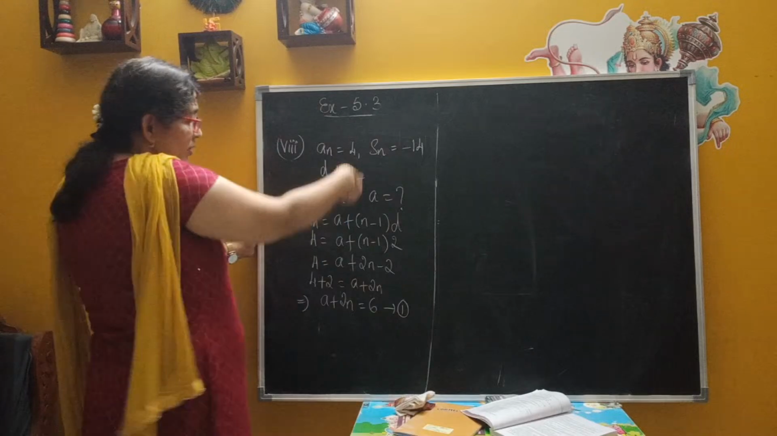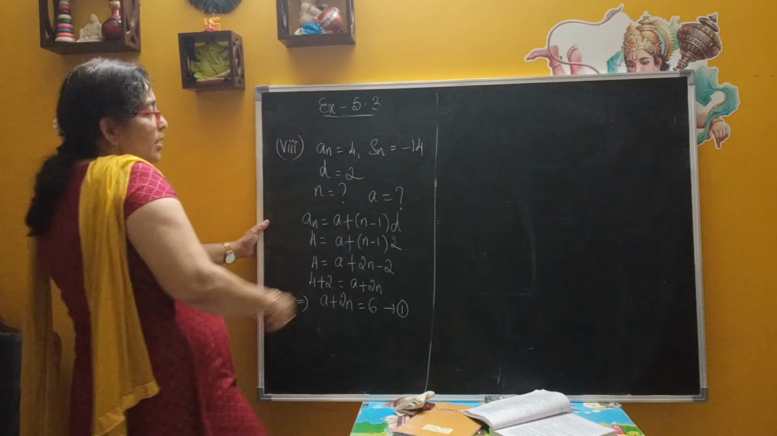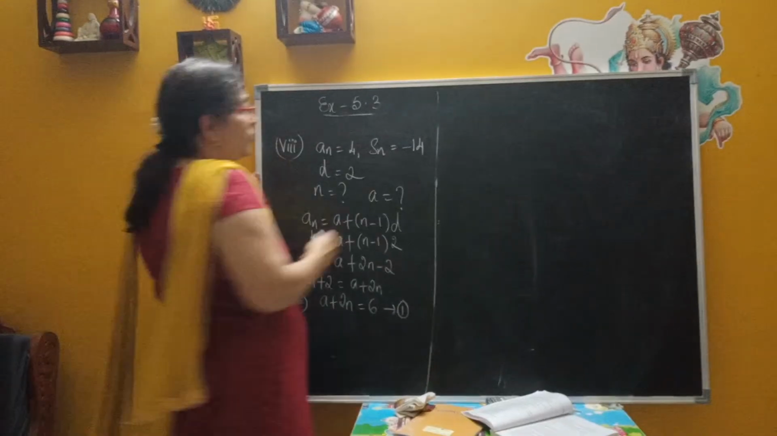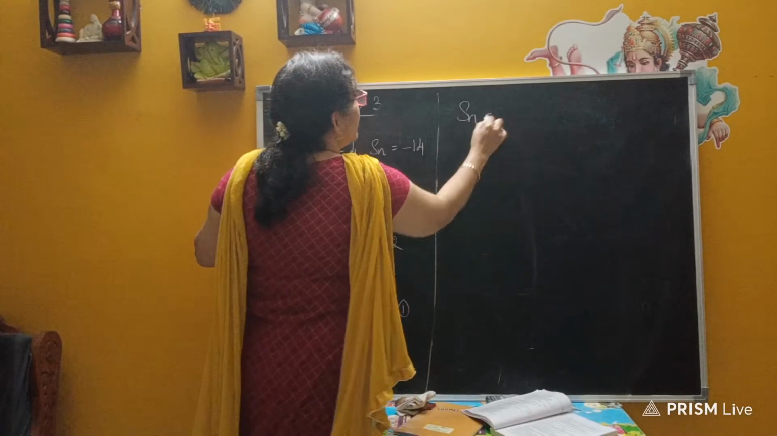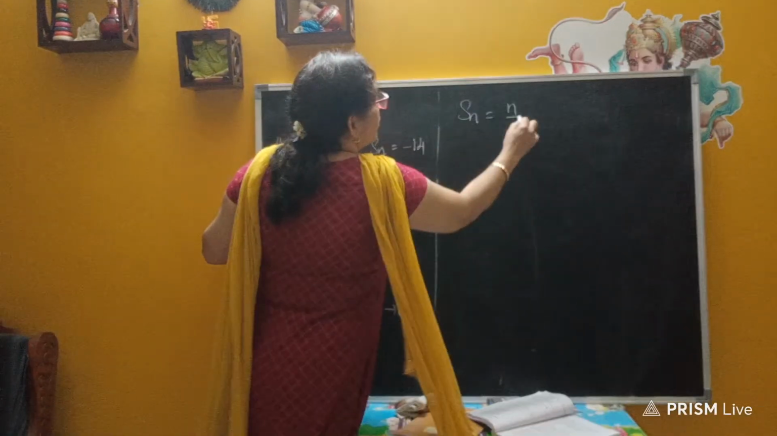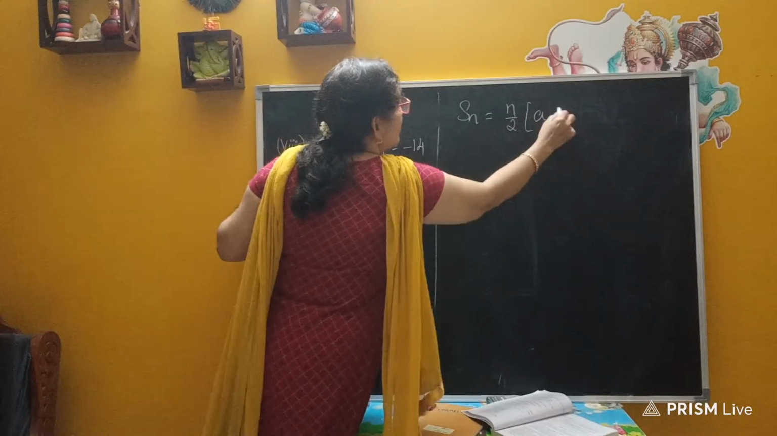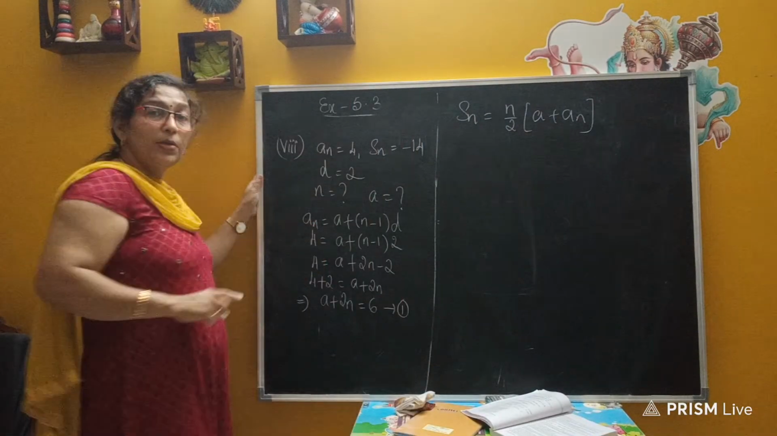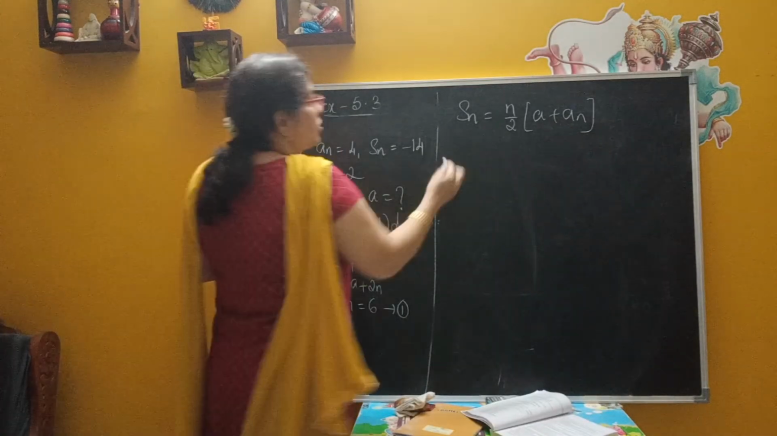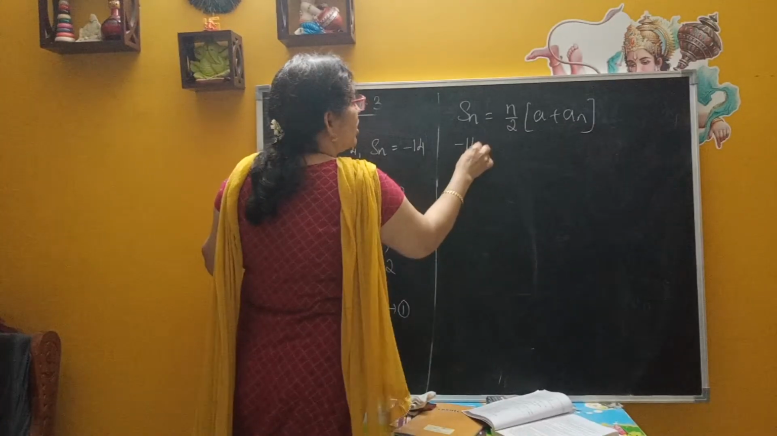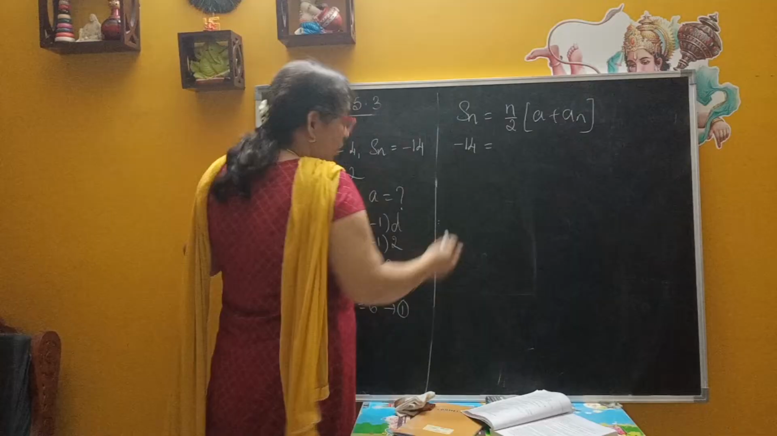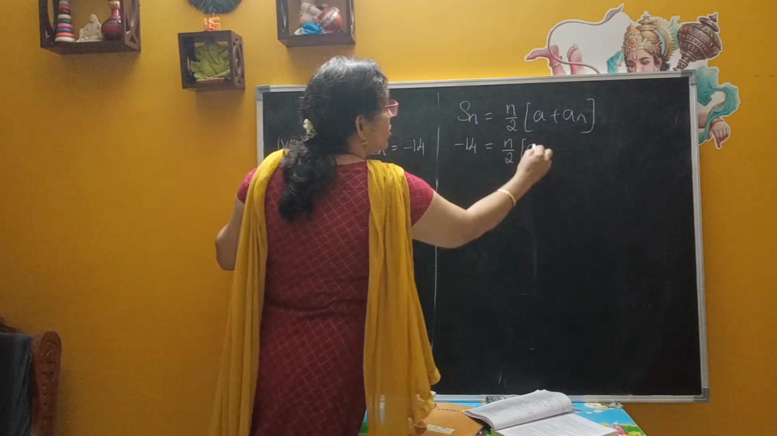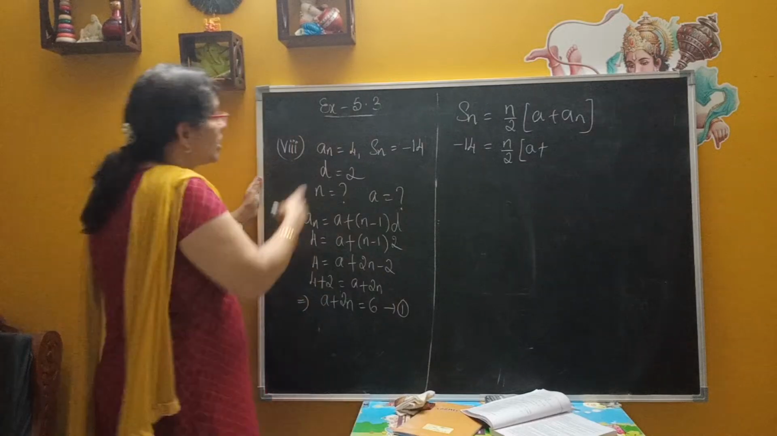Now let us use Sn to find this. Sn is equal to minus 14. Sum of n terms is minus 14. What is the formula? Sn is equal to n by 2 into, let me take a plus an because an is given here. Based on what is given, we have to take the formula. So Sn how much? Minus 14. Okay, n by 2, n we don't know, into a plus an, how much? 4.